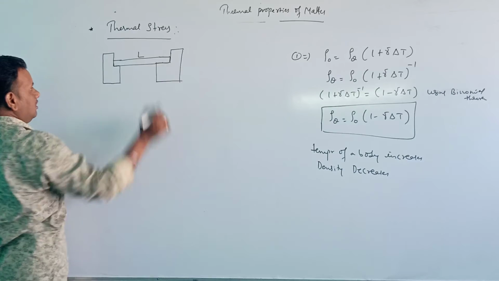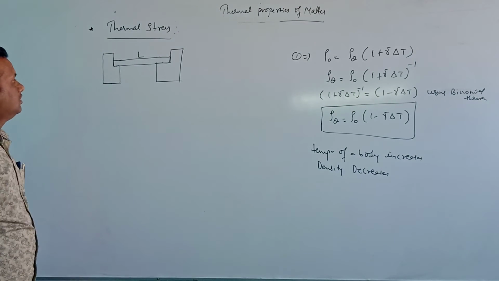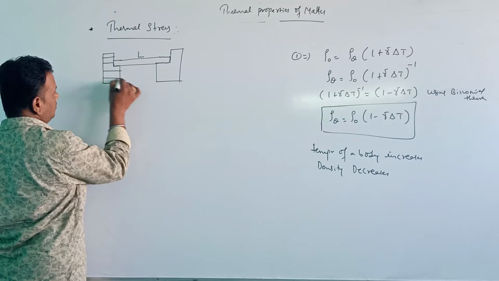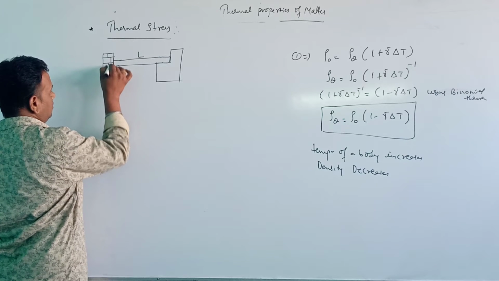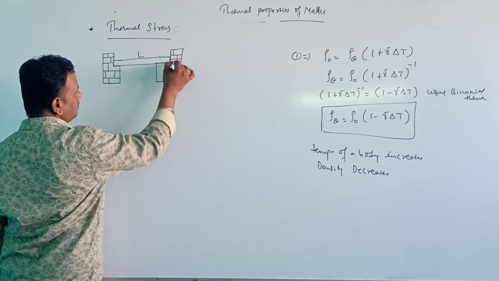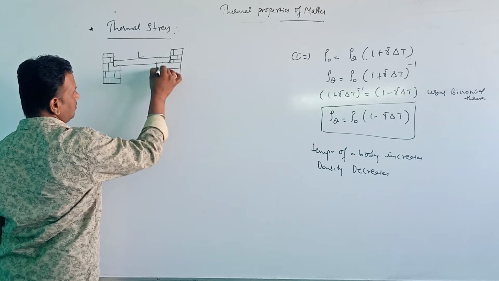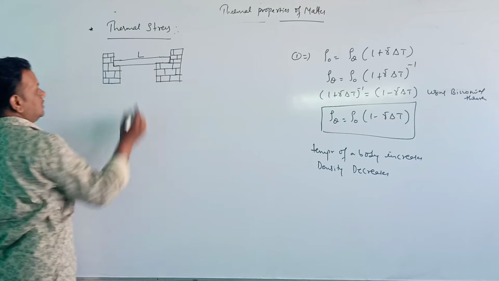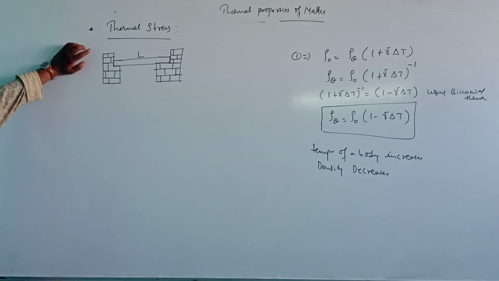Of having length L. Now this metallic rod is having length L here. L is the length of the metallic rod here.